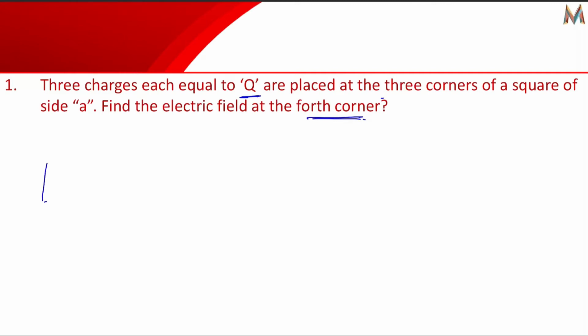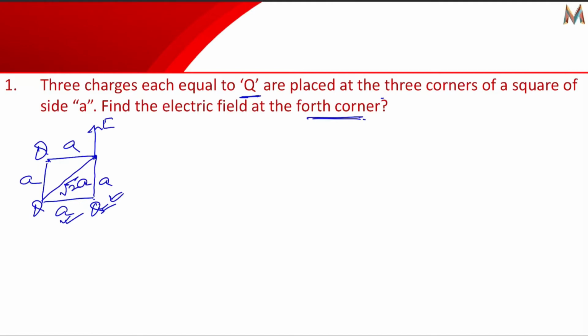So let us take this square, in which each side is of A according to the question, and the charges placed at the three corners are Q, Q and Q. We have to find the electric field intensity at this corner. So let us join this. If this is A, then this will be root 2 A. And the electric field due to this Q at this point will be along this.